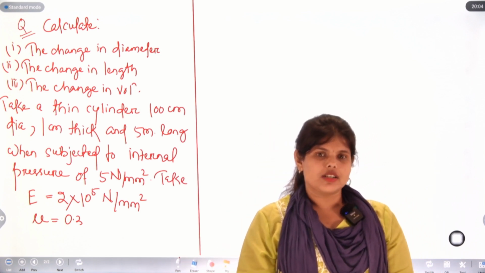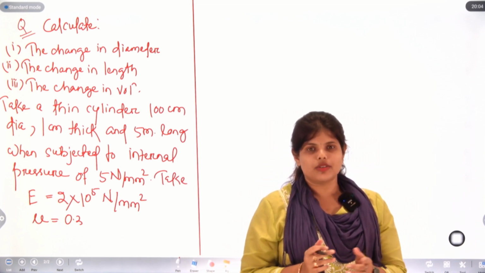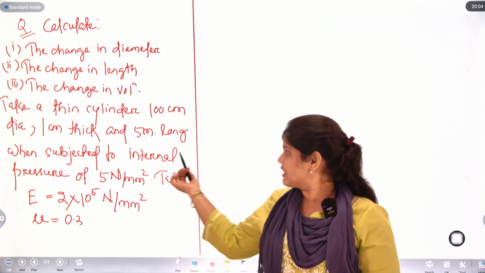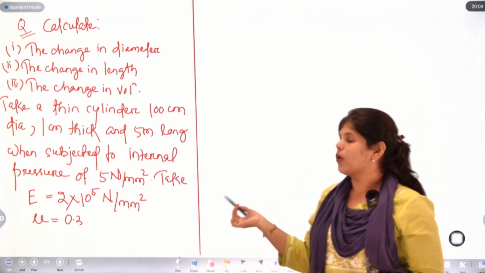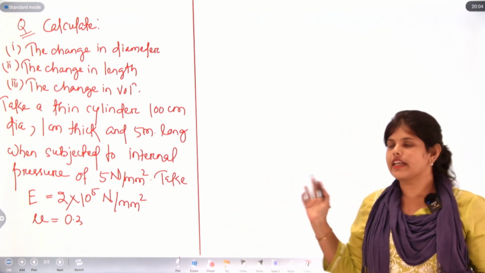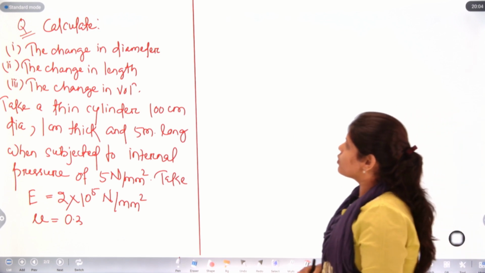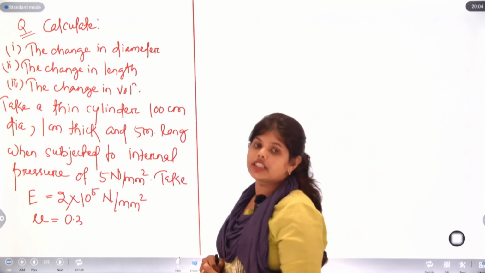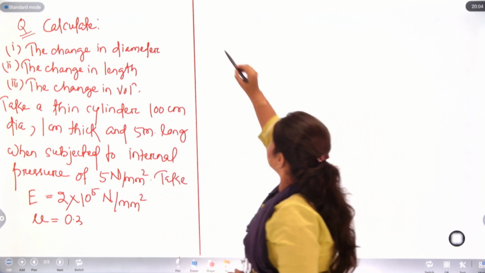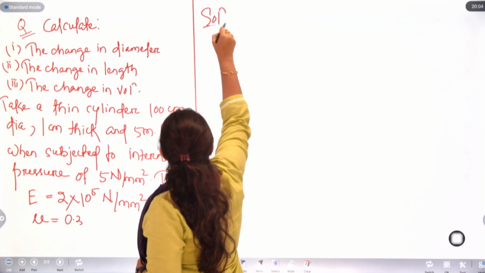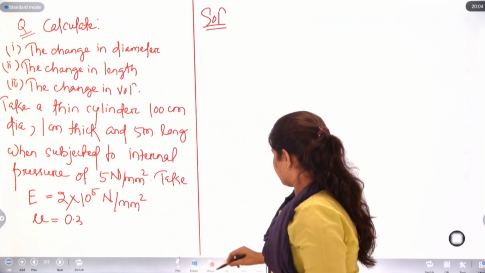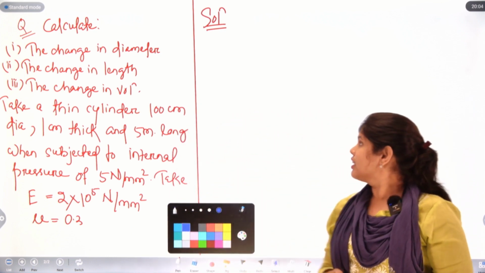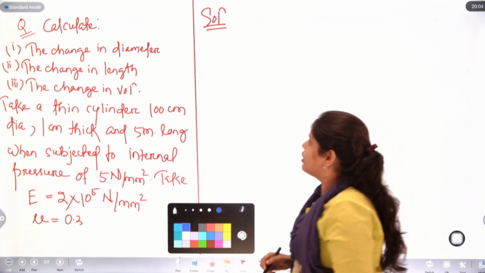We have already discussed strain calculation in case of a thin cylinder, but we have not done any numericals. So, in this numerical, we will learn how to put those formulas to use. First, going to this numerical, we need to understand what the question is asking. Here it is given to calculate the change in diameter, change in length and change in volume.